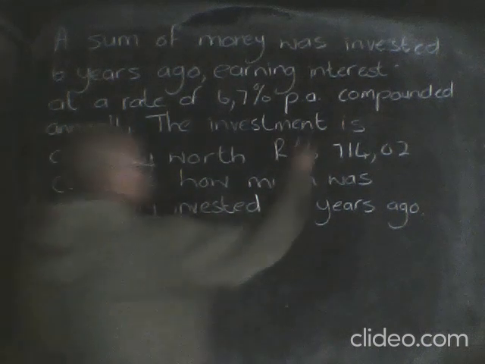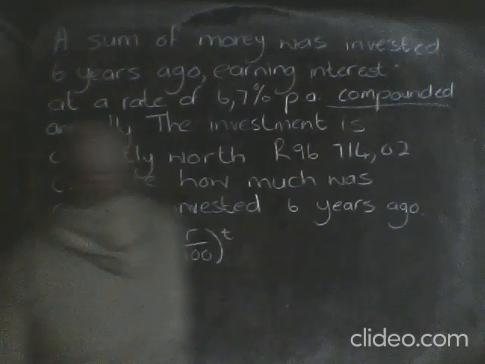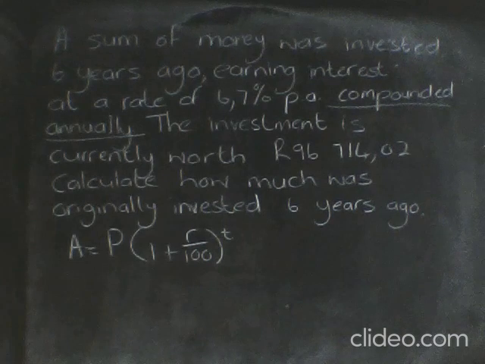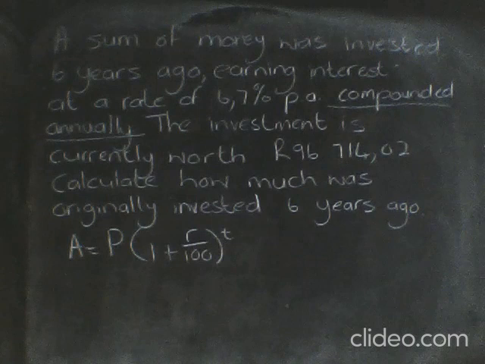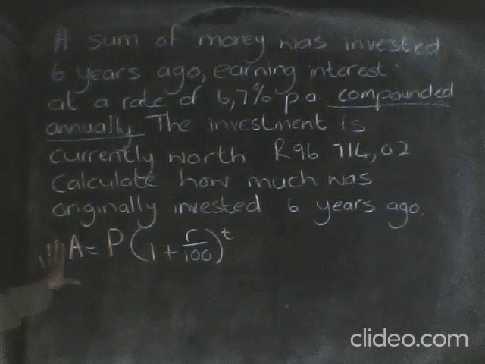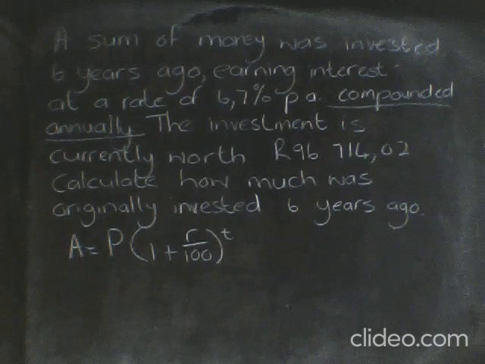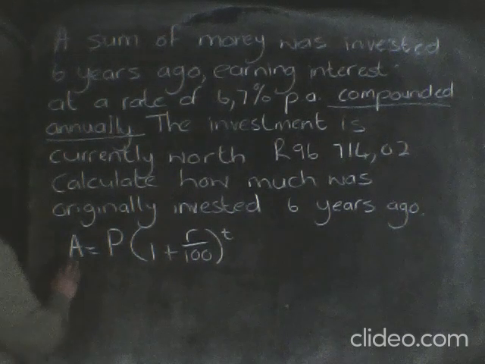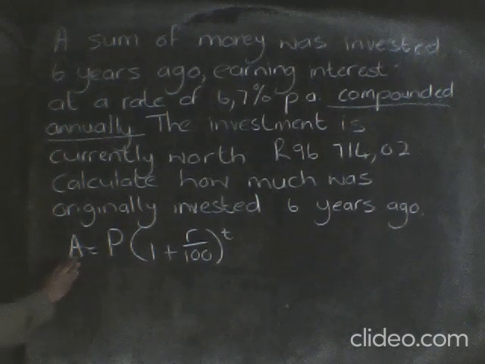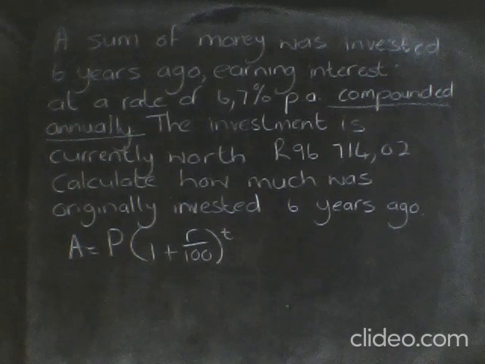You need to be very careful of compounded annually, because this will be an indicator of whether it was simple interest or compounded interest. So we have a formula that says A is equal to P multiplied by 1 plus R over 100 raised to the power of T. So A is the amount, which is 96,714 Rand and 2 cents.